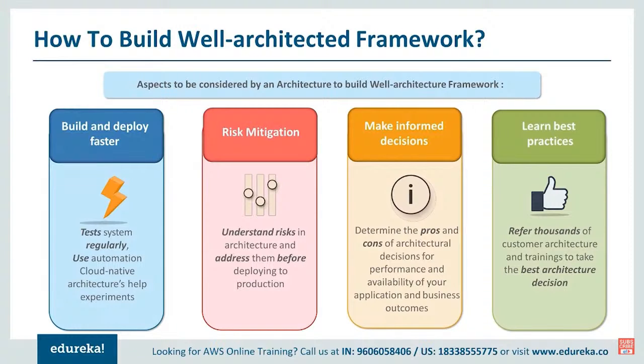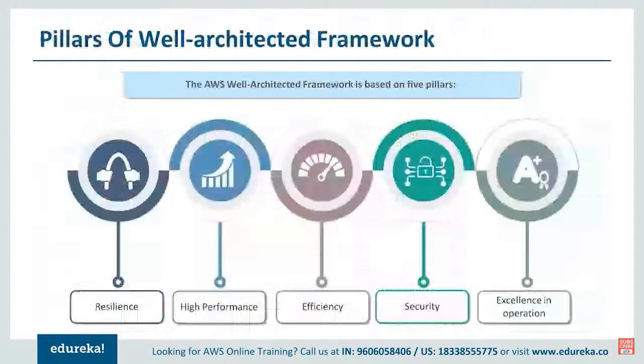And then learn best practices. There are a lot of sample architectures available on the Amazon portal for specific use cases. And we have seen various patterns during the course that you can leverage within your architectures. So the five pillars that we spoke about for a well-architected framework are resilience, high performance, efficiency, security, and excellence in operation. So we'll take each pillar one by one.